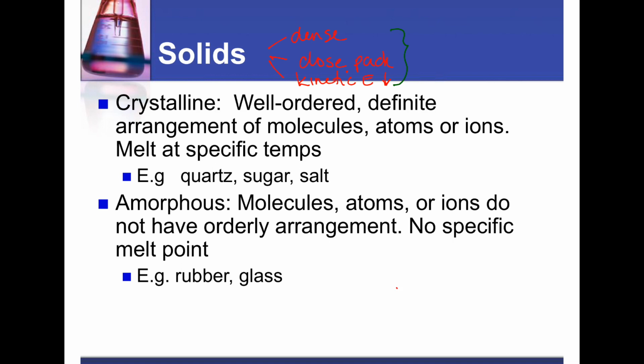Two ways that we can describe solids are either crystalline or amorphous. Crystalline means that there's a well-ordered and repeating pattern of molecules or atoms. The structure is very defined there. In amorphous solids, the molecules or atoms or ions are just laying on top of each other like a pile of atoms, and there isn't a specific structure.